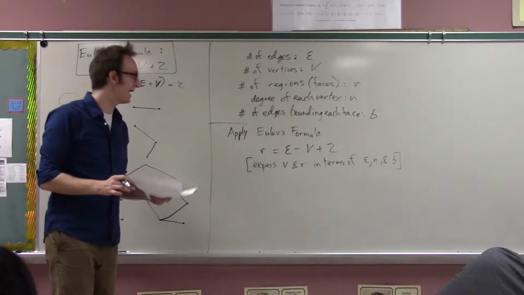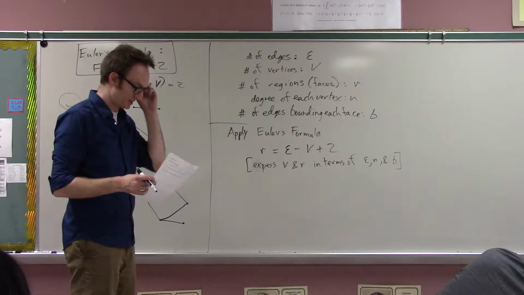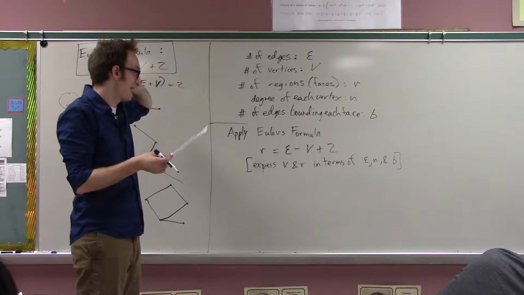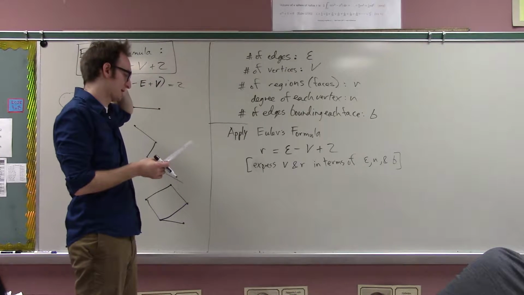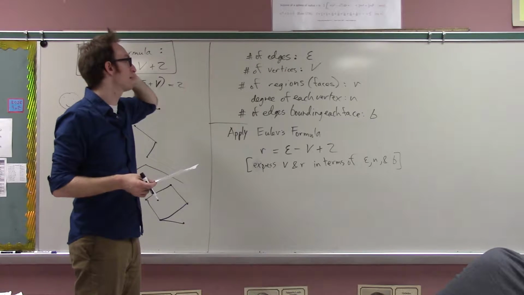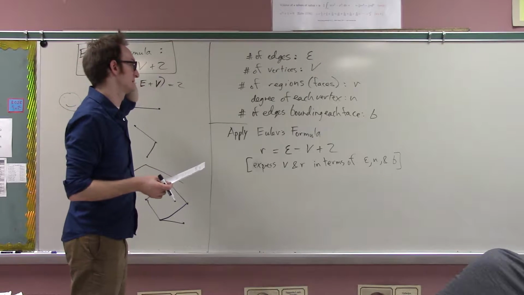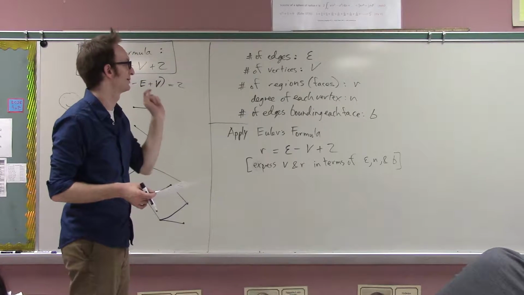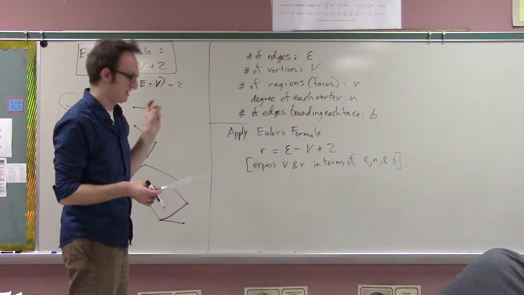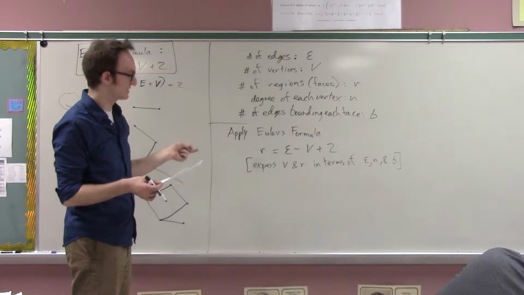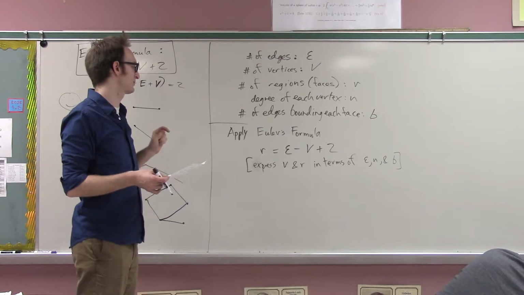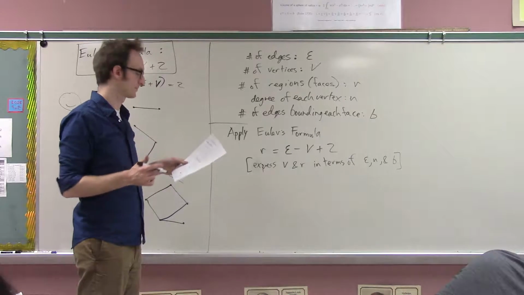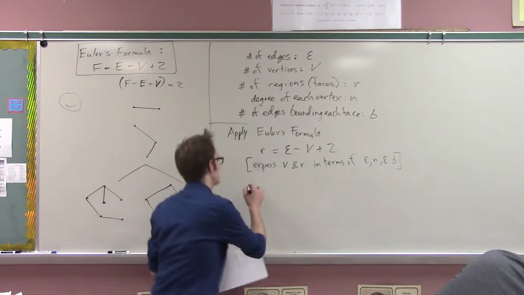Okay, well, how are we going to do this? What can I say about V, for example? V represents the number of vertices. What does the number of vertices have to do with the number of edges, the number of edges bounding each face, and the degree of each vertex? Yeah, all right. It's pretty much handshake, right?